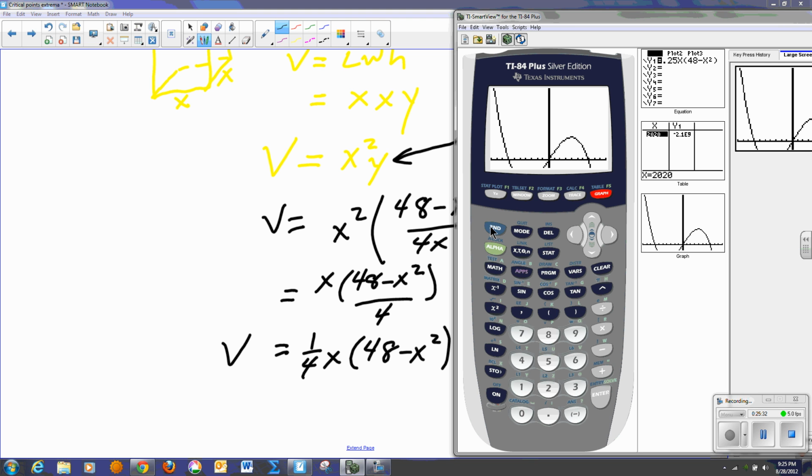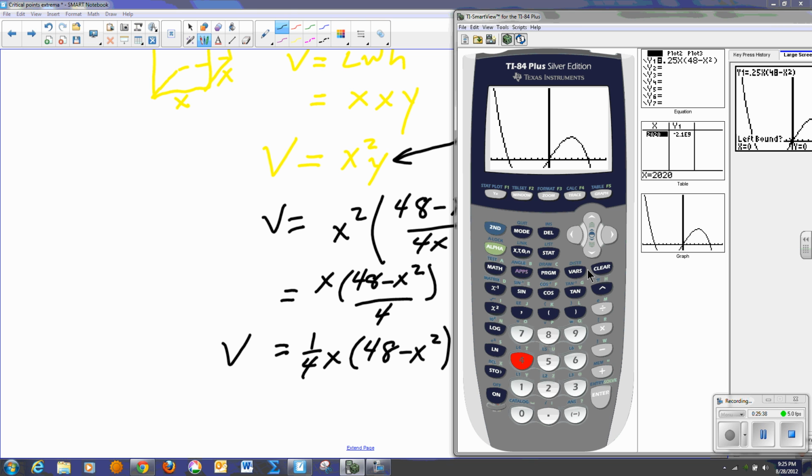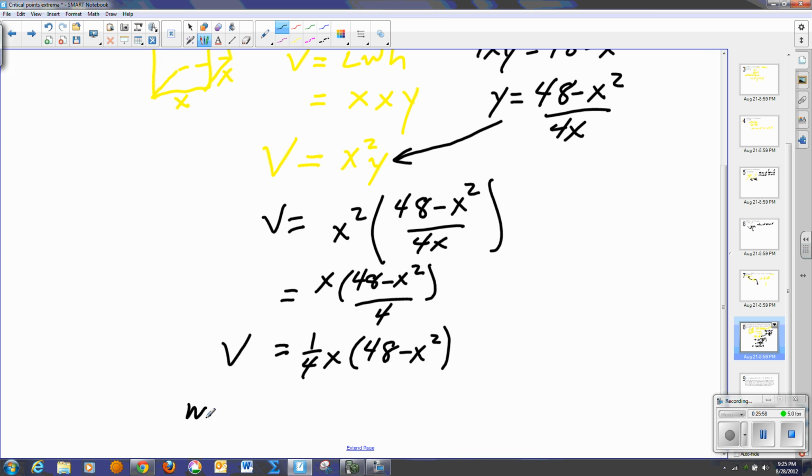I'm going to calculate the maximum. Going to go to the left of that high point, hit enter, go to the right of that high point, hit enter again, and get rid of the guess. So this says I have a max of 32 at roughly 4. So max 32, that's my Y value, which is actually the volume, at 4, which is my X value.